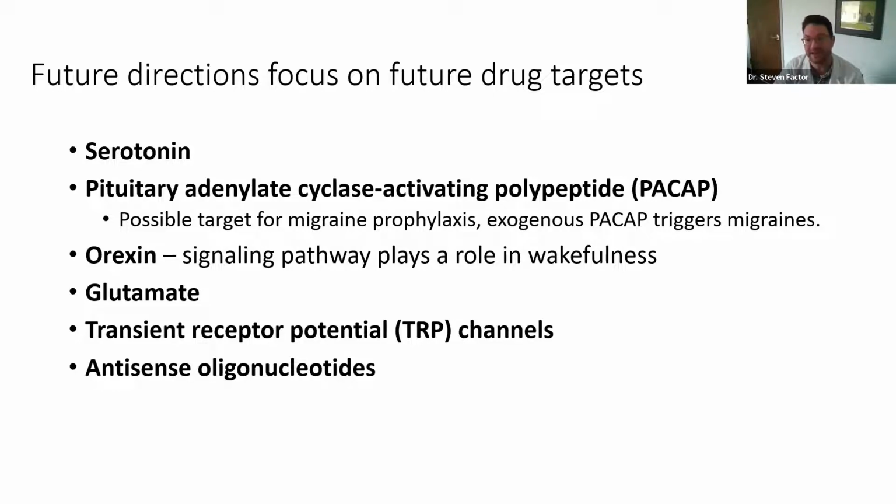Pituitary adenylate cyclase activating polypeptide, that's a mouthful, but it's also a possible target for migraine prophylaxis because exogenous PACAP, when you give this to patients, triggers migraine. So blocking it might be an answer to a cure. Orexin plays a role in wakefulness. It affects thalamic pathways. We're trying to see if that plays a role in cortical spreading depression. Glutamate is an excitatory neurotransmitter that might play a role in migraine, and manipulating that may be beneficial in the future. And we have another few things that may be manipulated in the lab and hopefully extrapolated into migraine trials in the near future. So the hope is there.